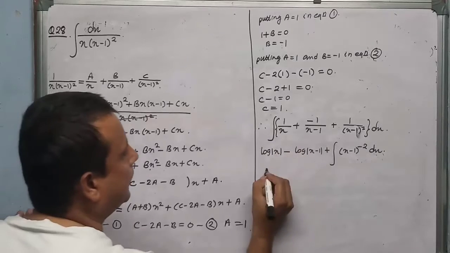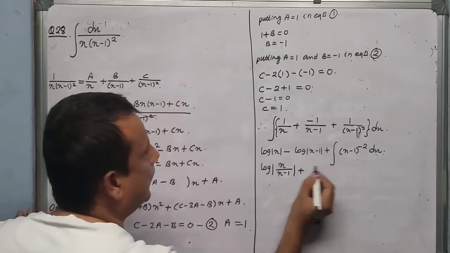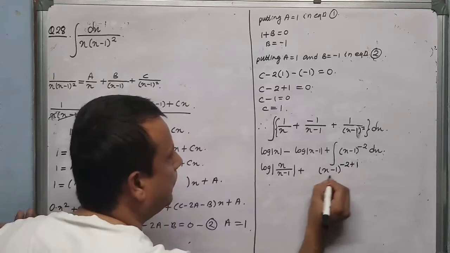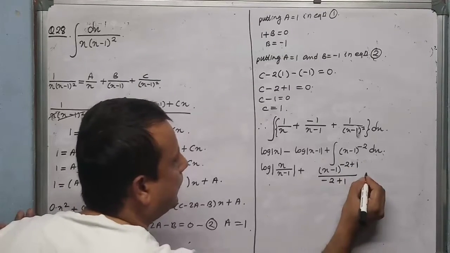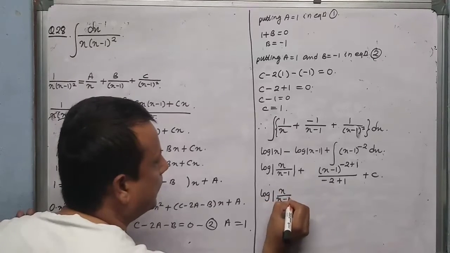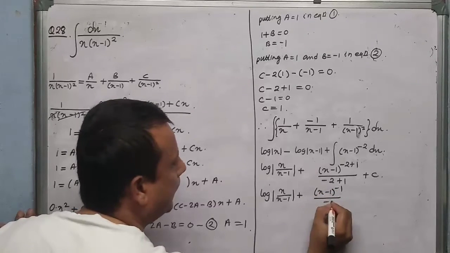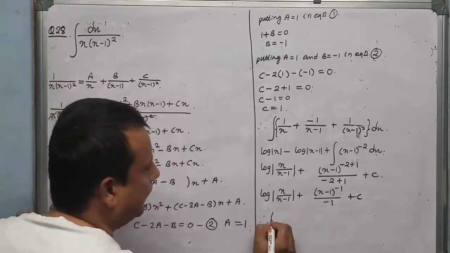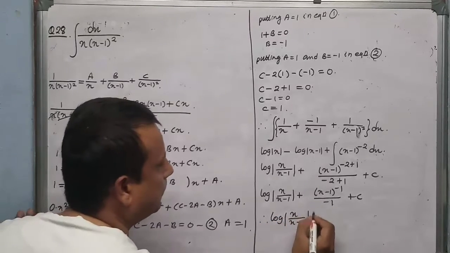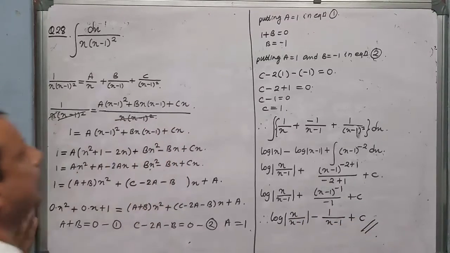Log m minus log n is log m over n. Integration of (x minus 1) to the power minus 2 is (x minus 1) to the power minus 2 plus 1 over minus 2 plus 1, plus c. Log of x over x minus 1 plus (x minus 1) to the power minus 1 over minus 1 plus c. Therefore, the final answer is log of x over x minus 1, minus, it is 1 over x minus 1, plus c. This is the required answer.